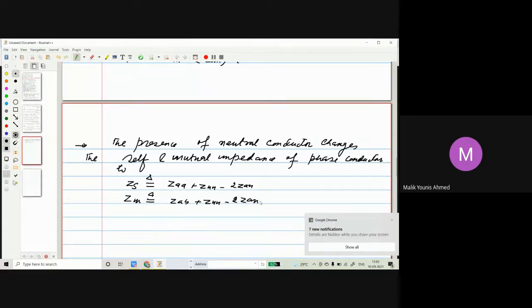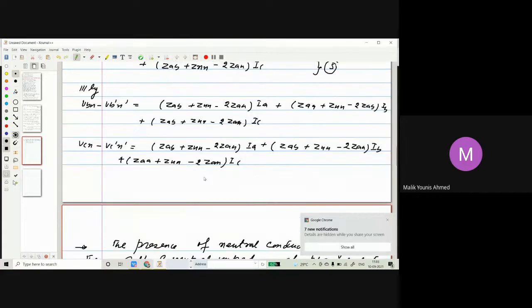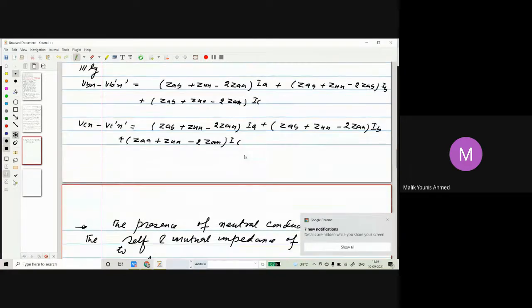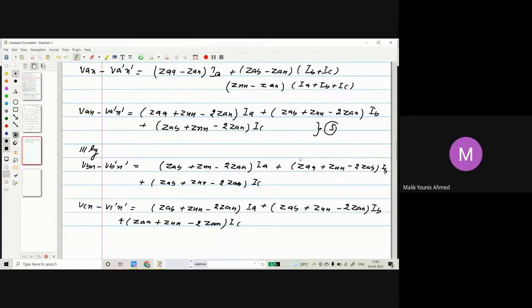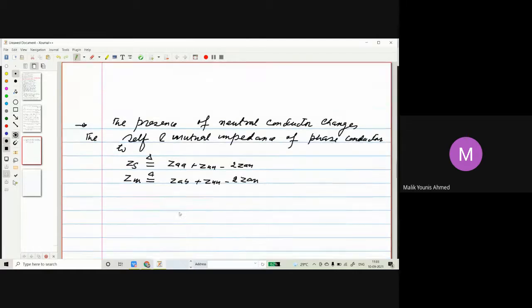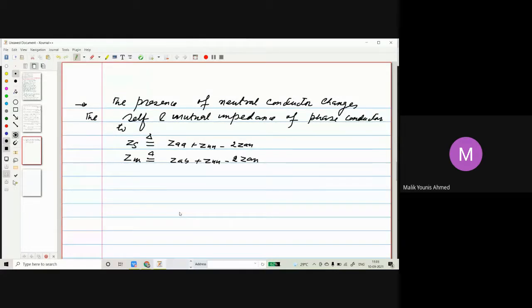So we have seen that, you can see it very clearly. ZAB, ZNN minus 2. So mutual are this in phase C, self is this. Mutual are this and this in phase B, self is this. In phase A, self is this, mutual are other two. So very clearly I have written that in presence of neutral conductor, the values of the self and mutual impedances of the phase conductors can be written like this. This is very clear from the above equation.